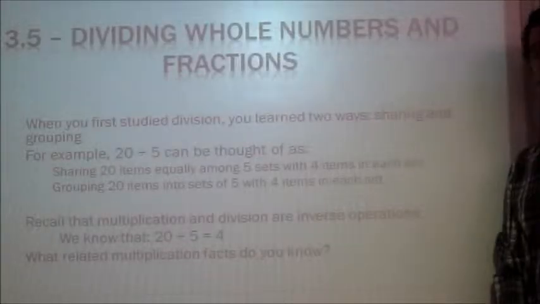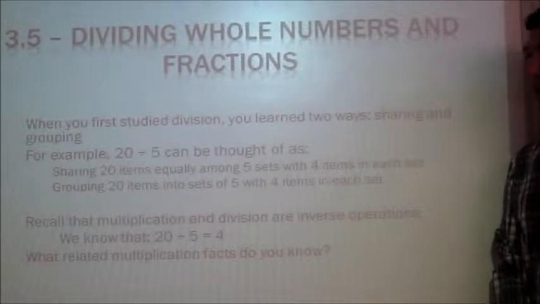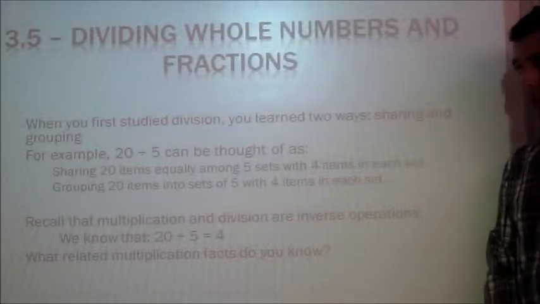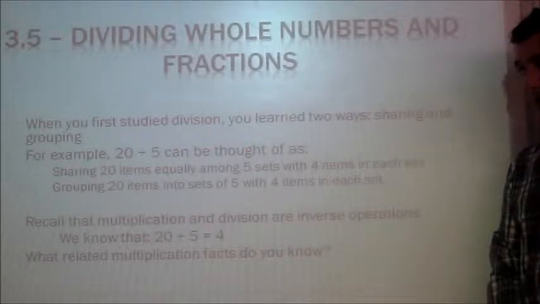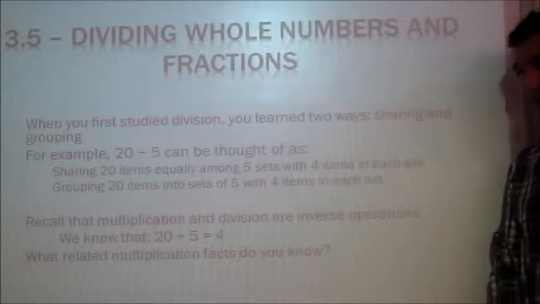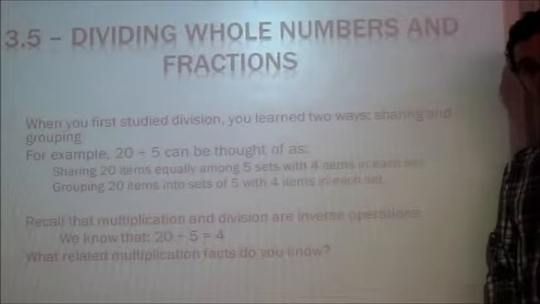Topic 3.5, dividing whole numbers and fractions. When you first studied division, you learned two ways, sharing and grouping. For example, 20 divided by 5 can be thought of as sharing 20 items equally among 5 sets with 4 items in each set, or grouping 20 items into sets of 5 with 4 items in each set.